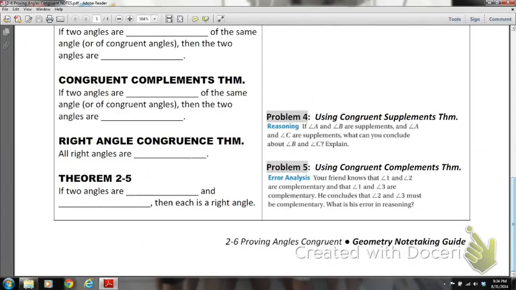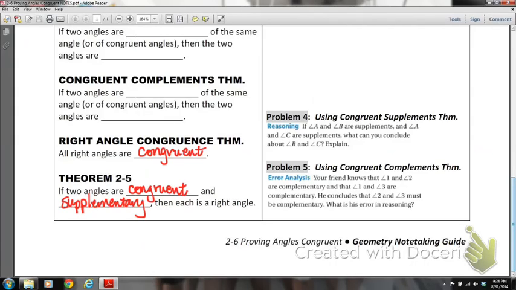The last two theorems on the left say that one of them is the right angle congruence theorem. It simply states that all right angles are congruent. So we will be able to use that in proofs. And the next theorem that has no name, it says theorem 2-5. It says if two angles are congruent and supplementary, then each angle is a right angle.